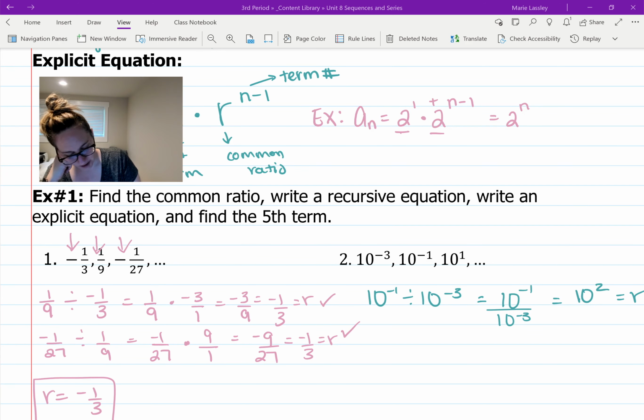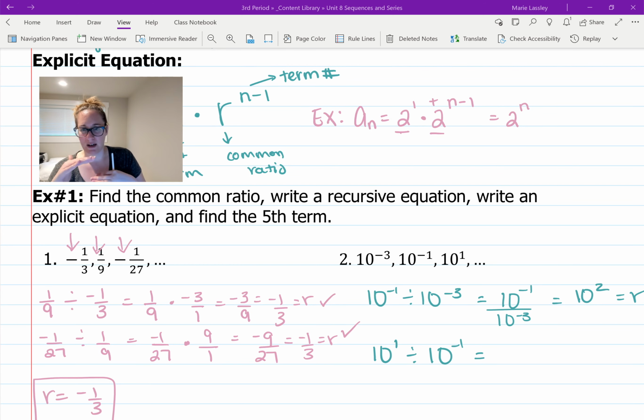So 10 to the first divided by 10 to the -1st. All right, so again, these aren't really fractions, so I'm just going to put them as division with the sign in the middle instead of doing the flippy thing. You could do the flippy thing, but it's weird because we have whole numbers, so why would we want to do that?